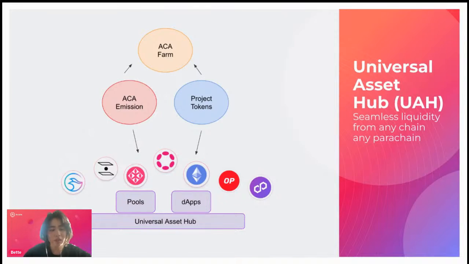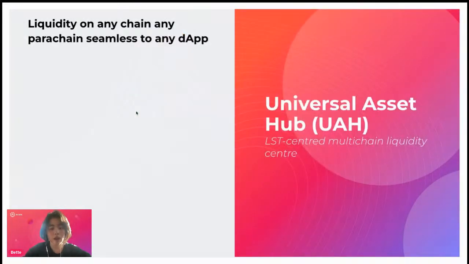And ultimately, that will bring more liquidity from that side into the DOT ecosystem, and also provide exposure for DOT holders into other ecosystems as well, and vice versa. So that's going to be beneficial for both sides. So that's that.